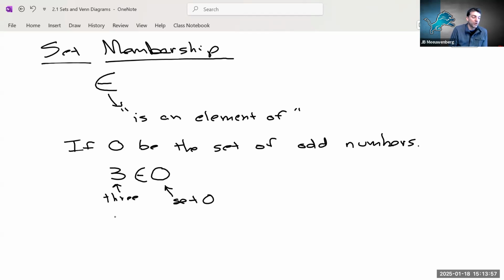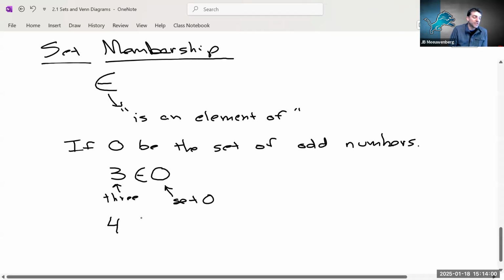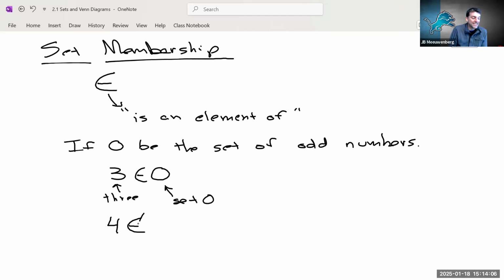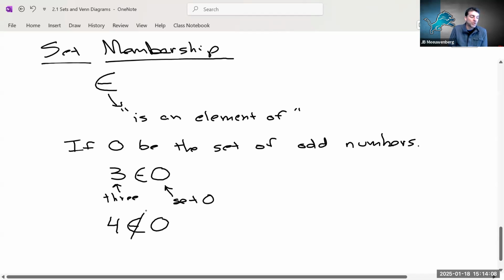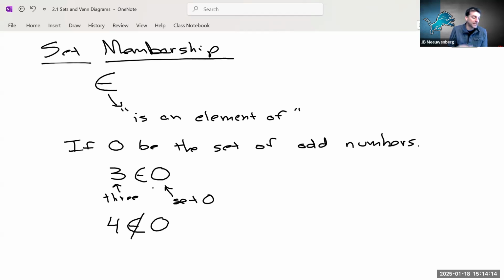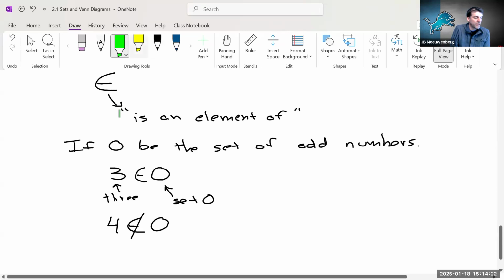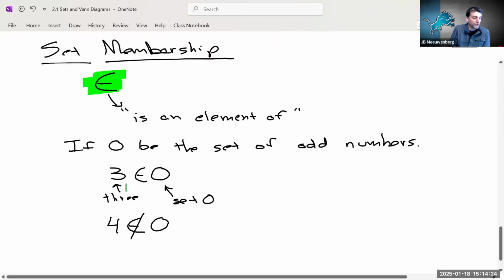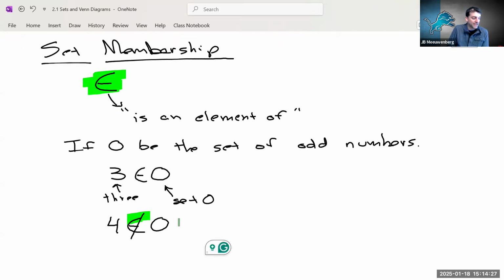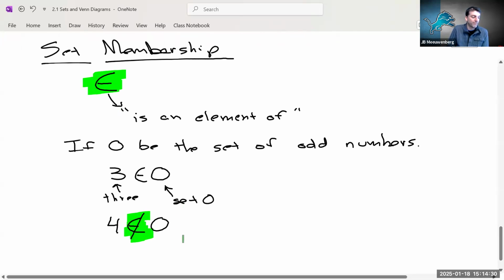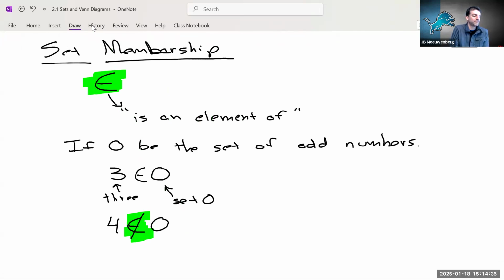We can also denote if a number is not an element of a set. 4 is not an element of set O. So if you put a diagonal slash through that symbol, it says that is not an element of set O. Okay, so we have, again, different notations that we're already starting to see. So this is a new one for you. And then the negation of that is also probably a new one for you. So again, this means is an element of.